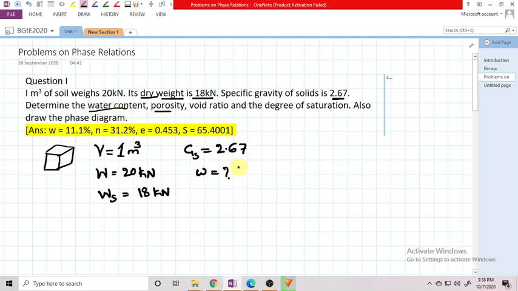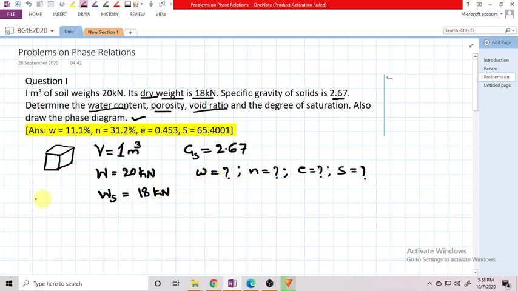Also determine the porosity, that is n, then the void ratio, that is e, and the degree of saturation, that is S. Also draw the phase diagram. So the phase diagram you also have to draw. Okay, so let's start with the water content.